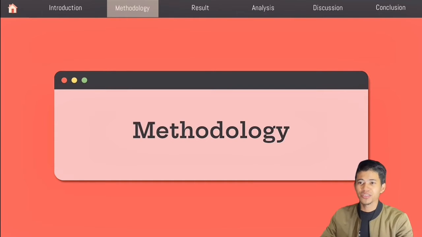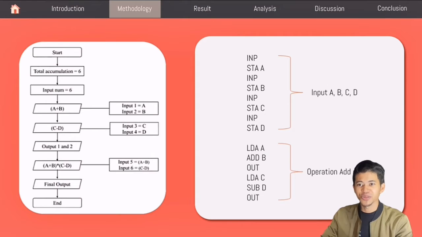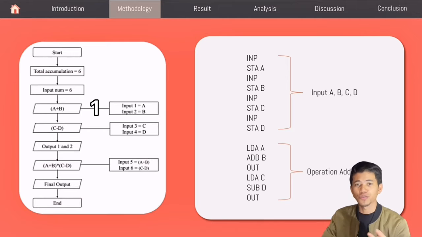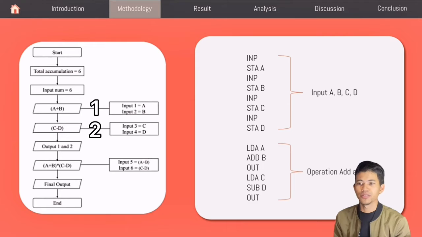For the methodology, let's look at our flowchart. As we can see, there are 3 operations. The first operation consists of 2 inputs for A plus B, and the next also has 2 inputs for the subtraction of C minus D. After that, the answers for the first and second operations will appear in the output box. By using the output from A plus B and C minus D, there will be the third operation, which is the multiplication. So the final result will give the answer following our equation.